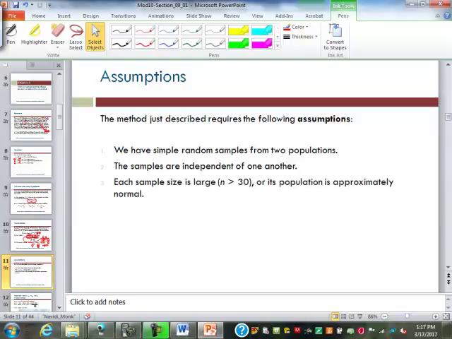So we have to make sure we've met our assumptions. Both samples are random and each is from a different population. The samples are totally independent from each other, so there's no overlap in the populations. There's no way that somebody could be in each sample or in each population. And it's not a paired sample. We have two populations. Each sample size is bigger than 30, or the population is approximately normal. Well, we met both qualifications on this one.